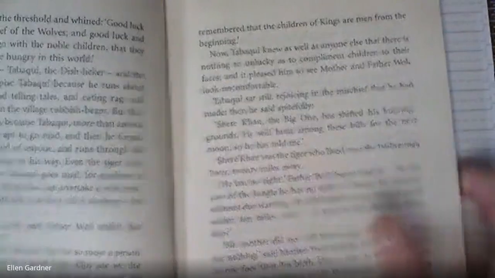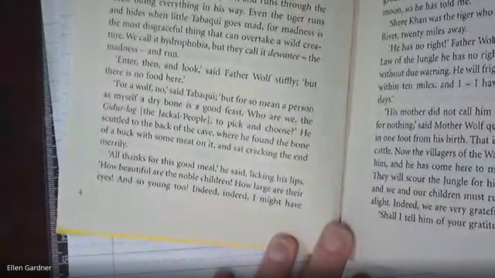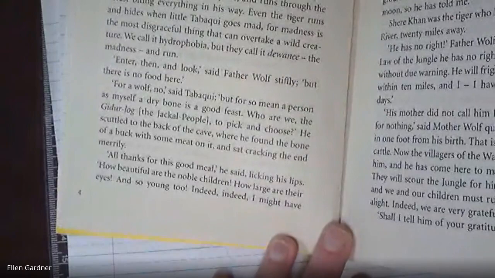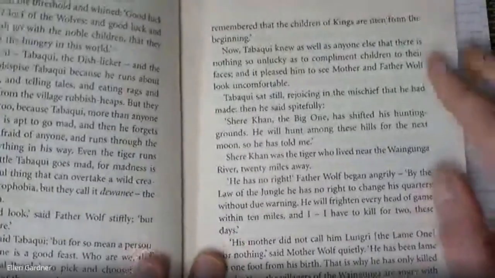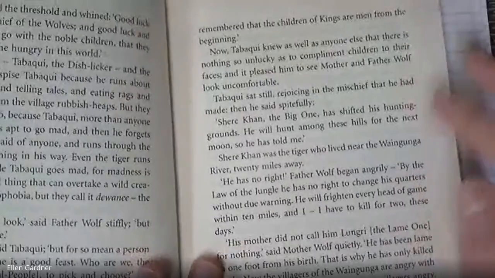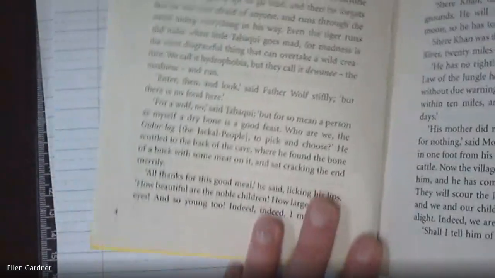Oh, you know what? I thought he was talking about the nobles, like the actual princes and princesses, but I think that it's talking about actually the wolf cubs.